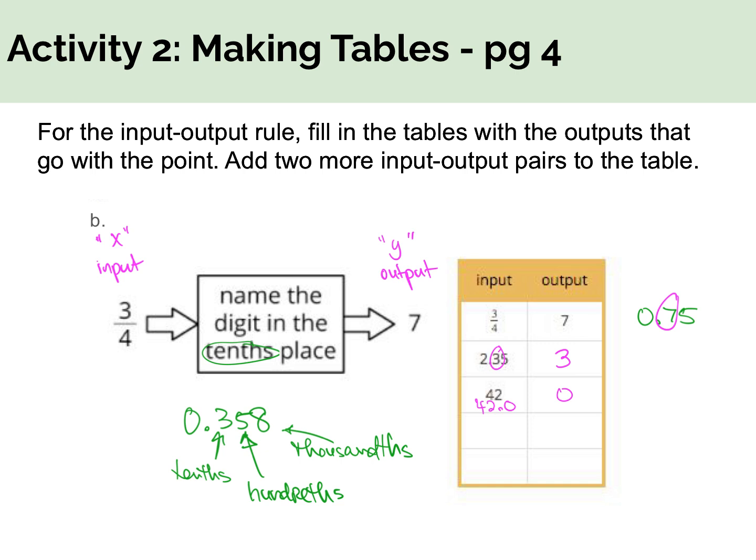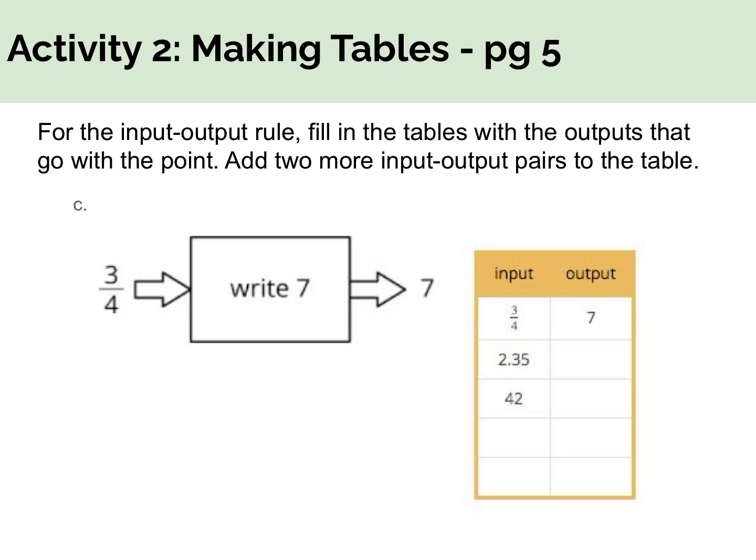Here is our Y. All right, page 5, letter C. We have 3/4. And what is our rule? Oh, we're going to write 7. All right, so if I have 3/4, my rule is to write 7. If I have 2.35, what's the rule? We're going to write 7. If I have 42, what's the rule? We're going to write 7. If I put 100 as the input, what's our rule? We're writing 7. So this one's a little bit easier once you understand it.